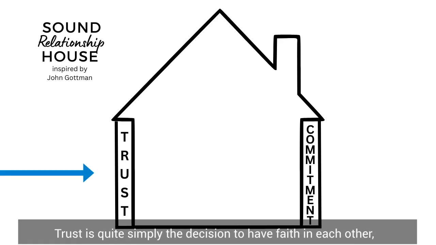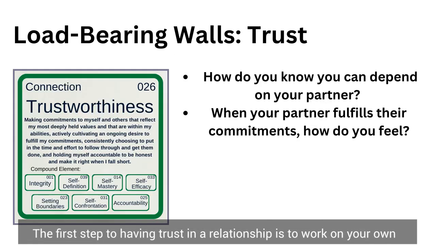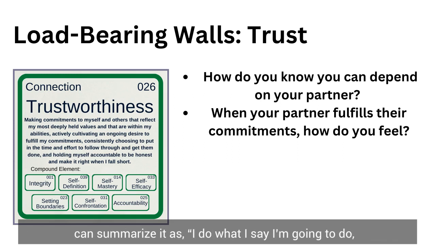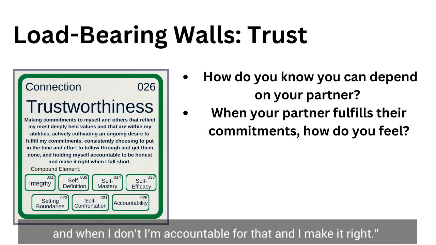Trust is quite simply the decision to have faith in each other, but that gets really complicated as we move through it. The first step to having trust in a relationship is to work on your own trustworthiness. There are a lot of pieces to being trustworthy, but you can sort of summarize it as: I do what I say I'm going to do, and when I don't, I'm accountable for that and I make it right.